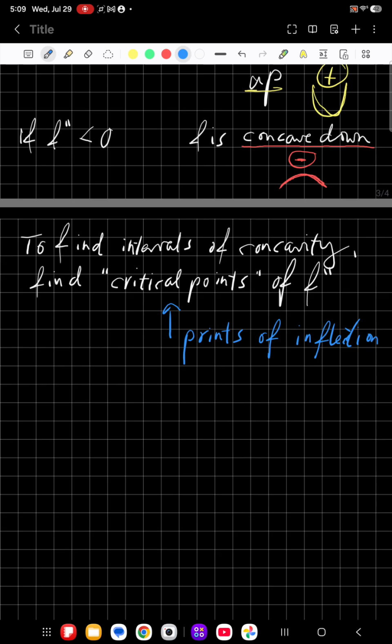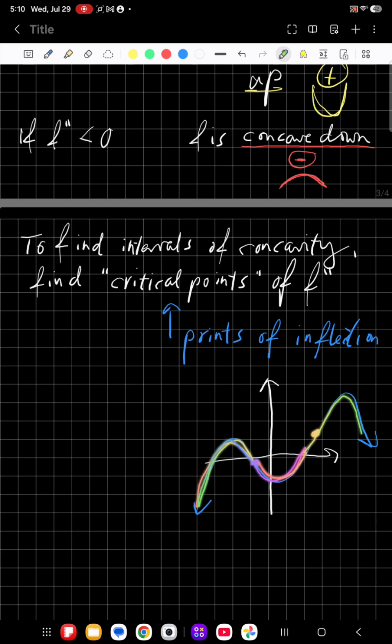Let me maybe sketch a little graph here, and it's going to illustrate what we'll be doing. So let's say we have maybe a graph like this. When I look at this part of the graph, you see the concavity is down, and then at some point the concavity changes to up. And then again, here at some point, the concavity changes again to down.